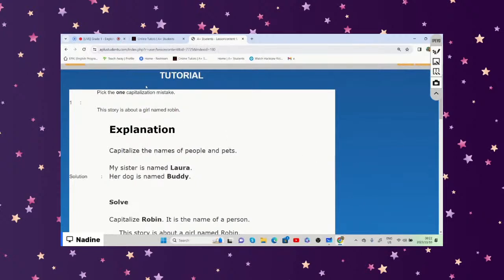So we need to pick one capitalization mistake within our sentence. This story is about a girl named Robin. What word within the sentence has a capitalization mistake? It says this story is about a girl named Robin.